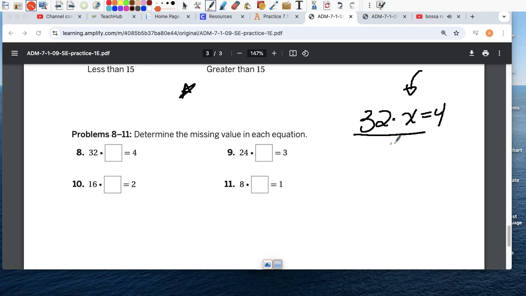Which means we would have to divide this side by 32, right? And divide this side by 32. 32 divided by 32 is 1. 1 times x is x. 4 over 32 simplifies to 1 over 8.